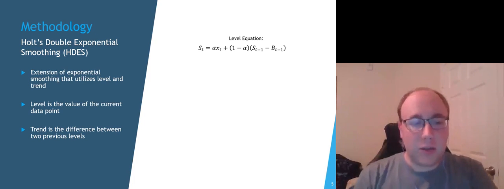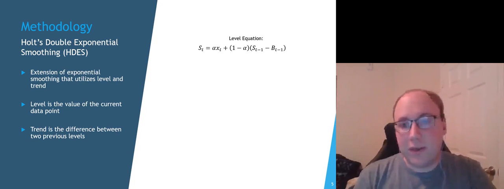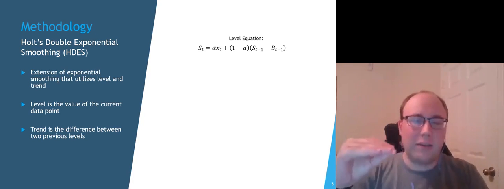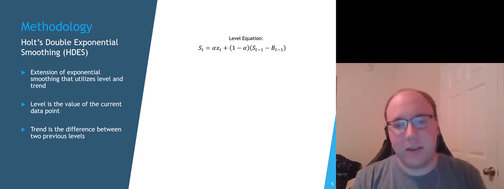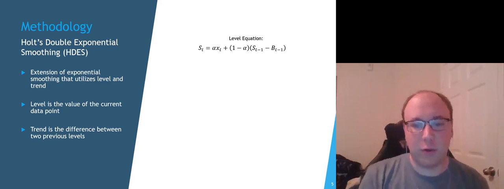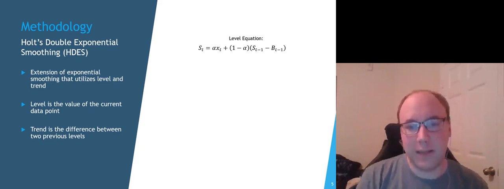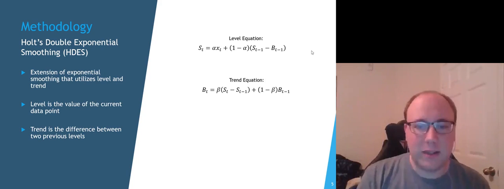And then the trend is the difference between two previous levels, so basically two different data points. Is the data going up? Is it increasing or is it decreasing? What is the general trend that we're seeing from our data? And how much do we want to take that into consideration?